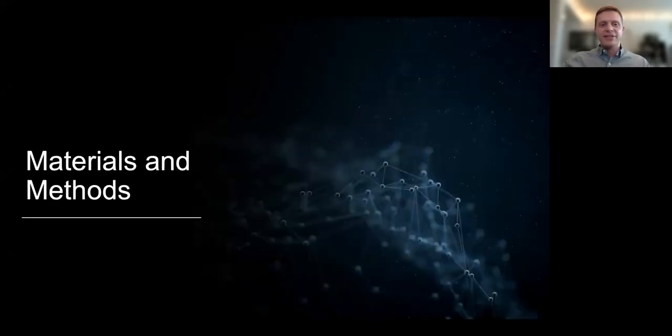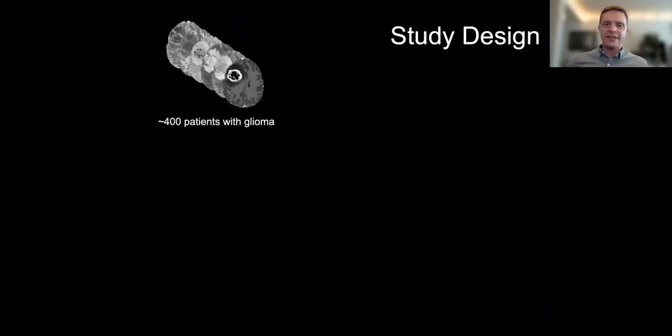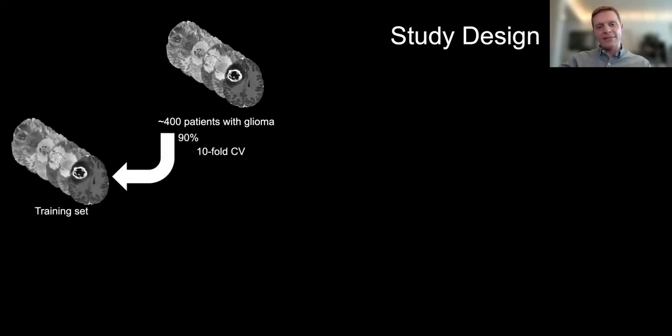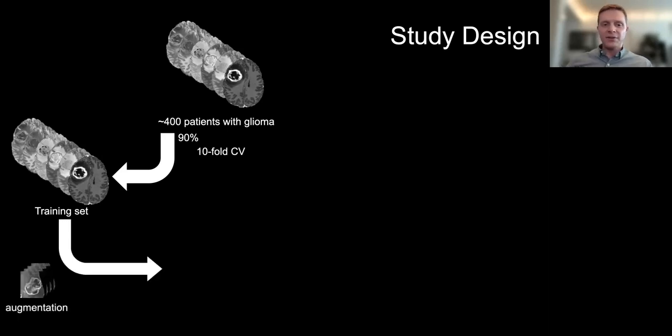So with that, I'll get a little bit into more details of the methods for this project. Just broadly, our study design is that we had 400 patients with MRIs that had brain gliomas. We used a 10-fold cross-validation approach where we divided that set of patients. We took 90% of them to use as the training set. And then we turned those hundreds of cases into tens of thousands of training examples through some data augmentation techniques. First, we chunked the data up into 80 by 80 by 80 pixel cubes. And then we performed random rotations and dimension swaps to really increase our training numbers.